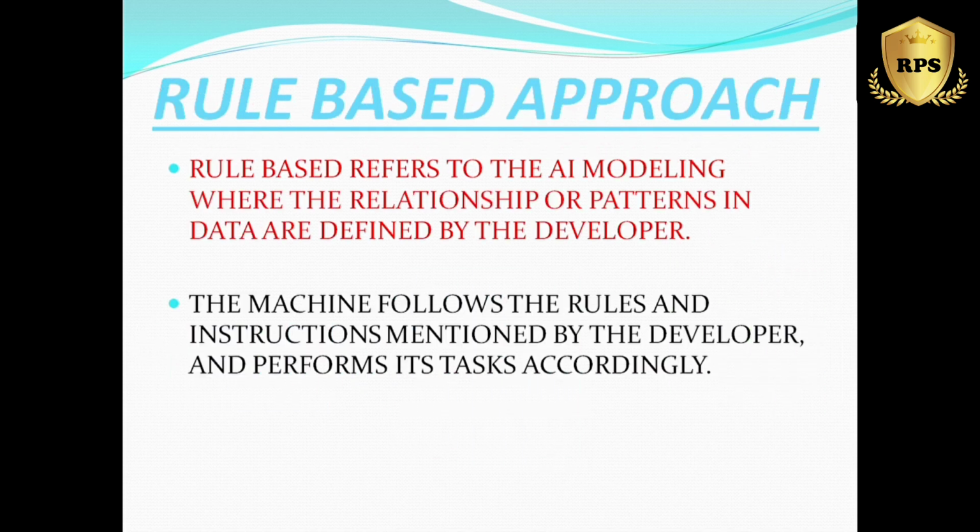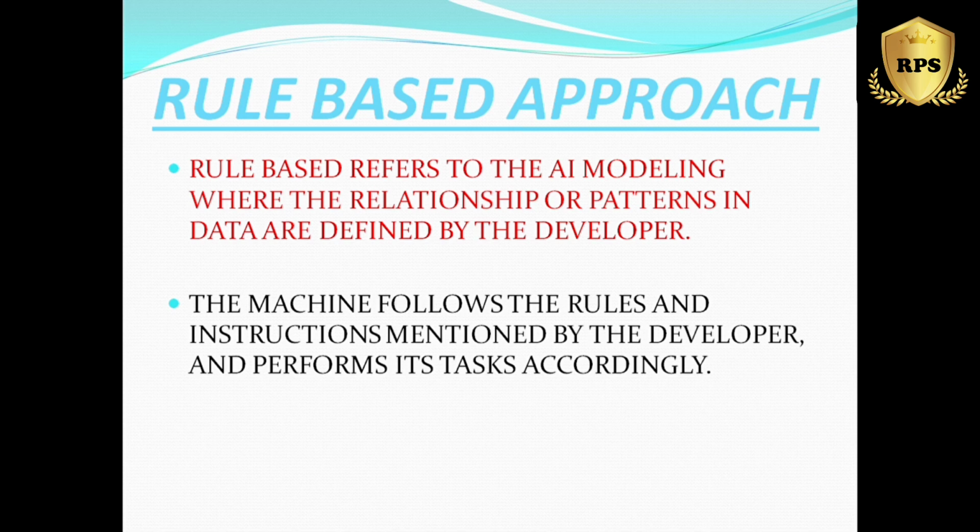So rule based refers to AI modeling where the relationship or patterns in data are defined by the developer. So if I am giving any data to the machine, then what am I supposed to do? I am supposed to give the complete relationship and patterns of the data, so that the machine can understand each and everything through my provided data. The machine follows the rules and instructions mentioned by the developer and performs its task accordingly.